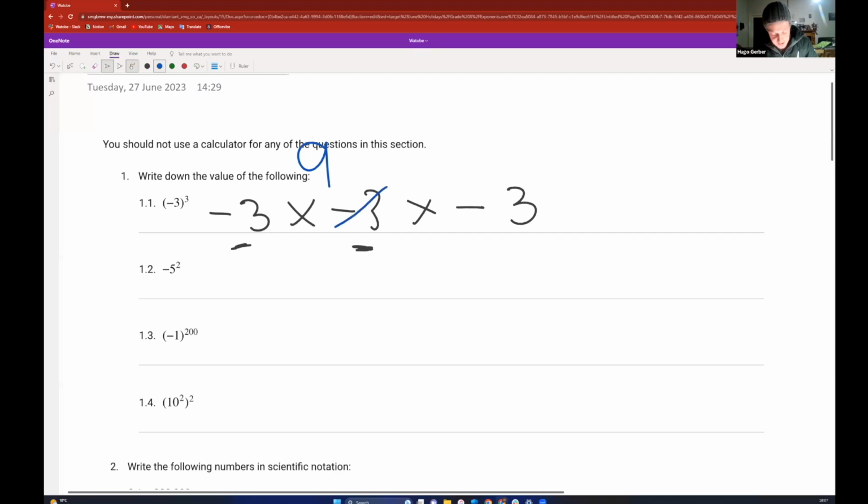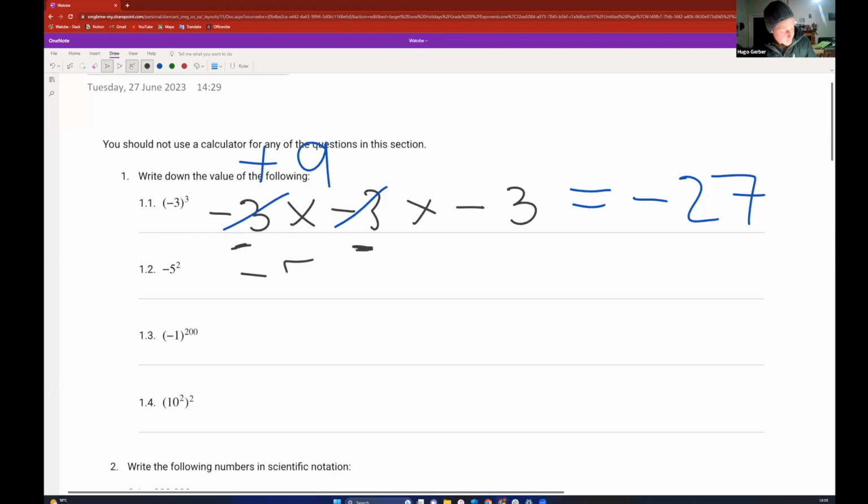Now we have these two sorted. Now we need to multiply by negative 3 again. So we have positive 9 multiplied by negative 3. First of all, we need to figure out our signs. Positive times a negative is going to give us something negative. Now we need to do 9 times 3. It's going to be 27. Great. All right, let's look at 1.2.